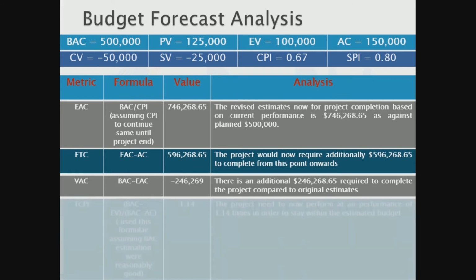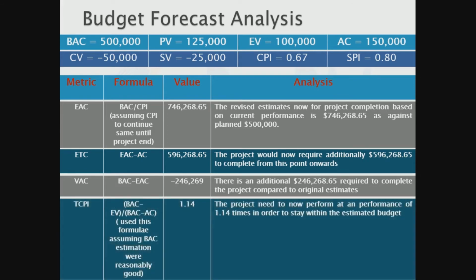Now the last one is the TCPI, that is the to complete performance index. Now this number of 1.14 here indicates that the project requires a performance which is 1.14 times the current performance, so that it can catch up with what was actually planned. So that means the team has to perform at this rate, which is 1.14 times. So that is the TCPI, and this formula and all we have explained earlier, so you can refer to my previous video for any of those clarifications.